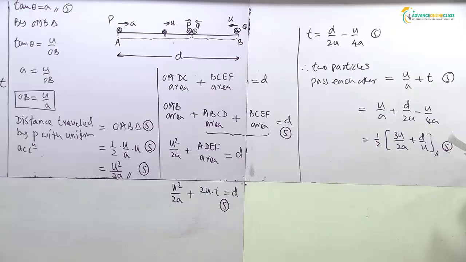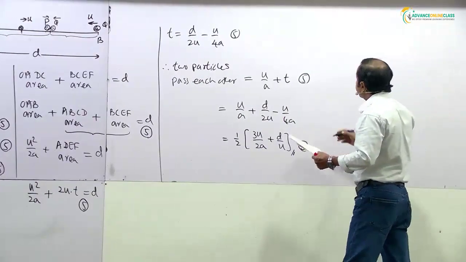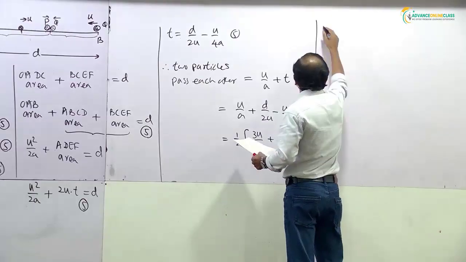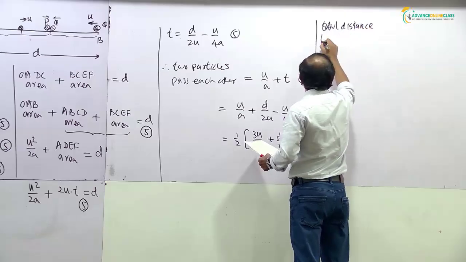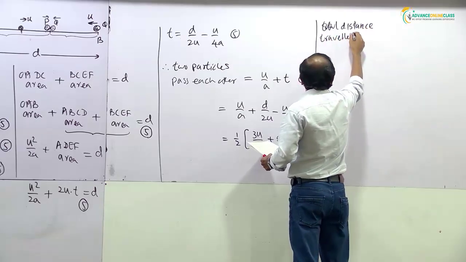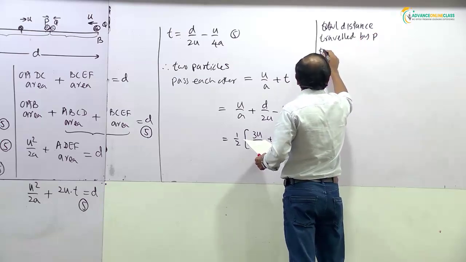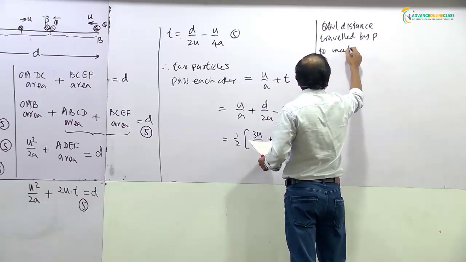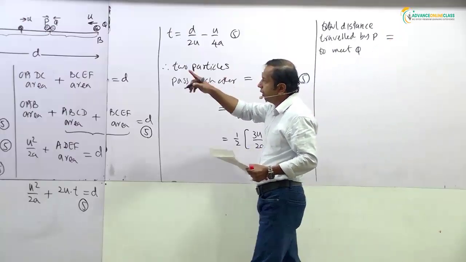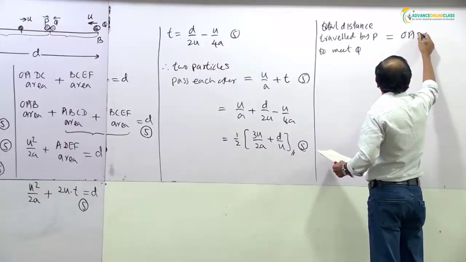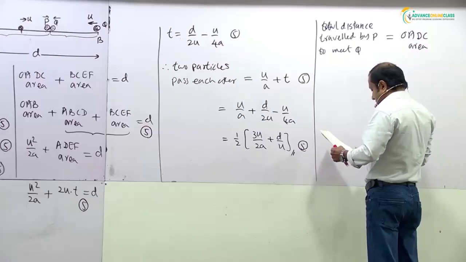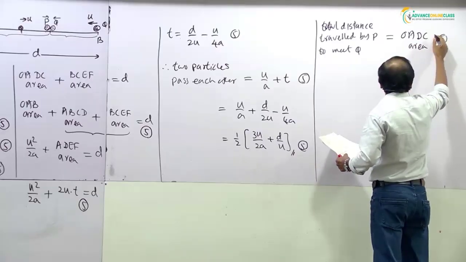Okay, next one asking, find the total distance traveled by the particle P to meet the particle Q. Total distance traveled by P to meet Q. Right. What is that? OADC. Give us by OADC area. This is 5 marks.